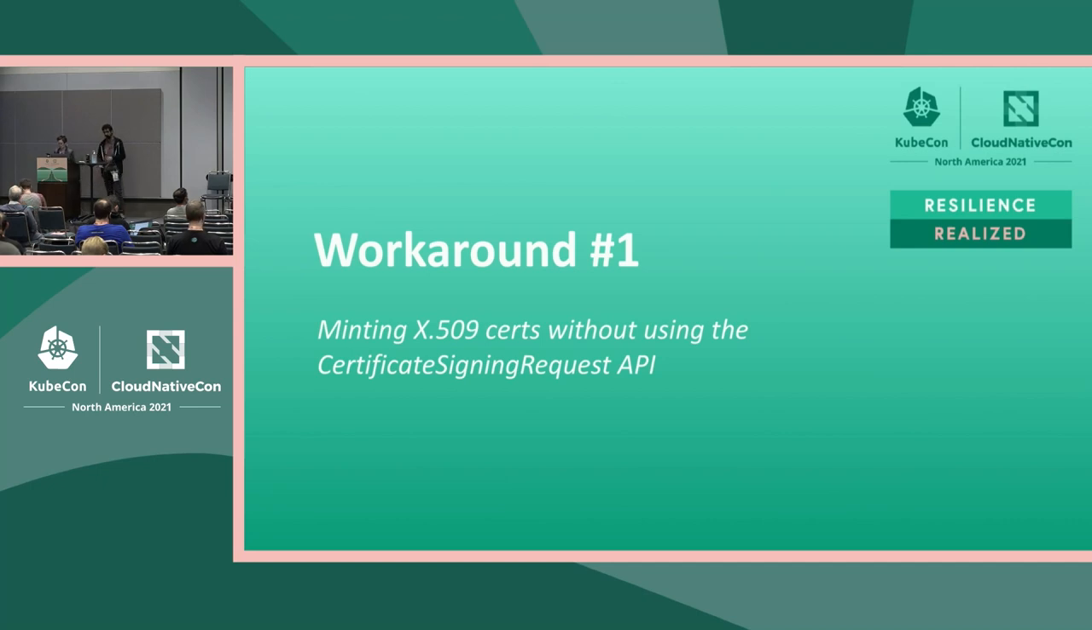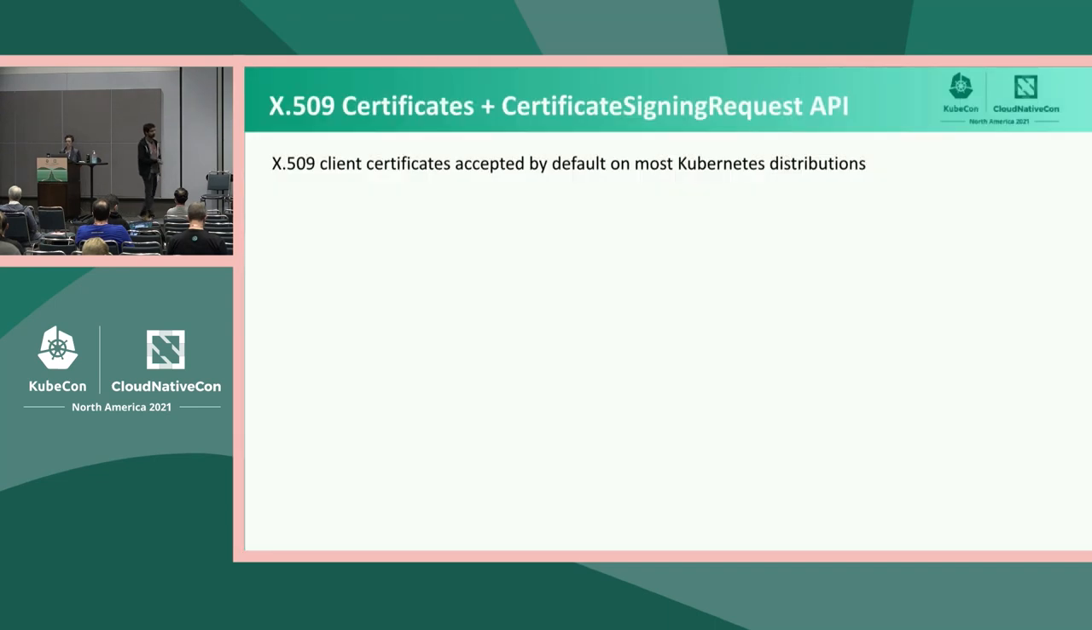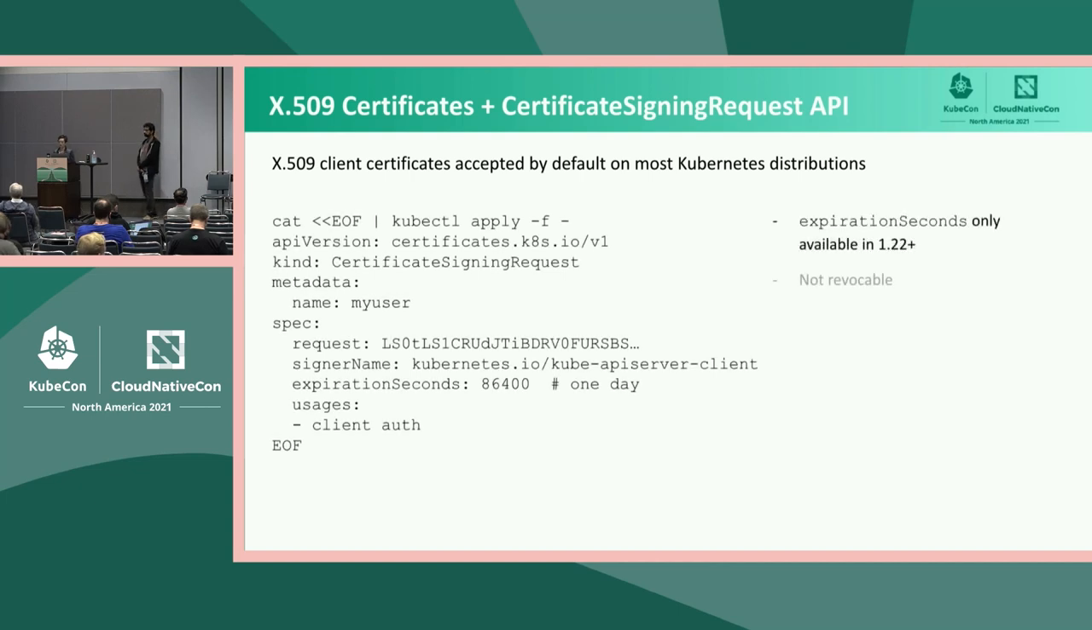So that takes us to workaround number one that we implemented. A little background: X509 client certificate auth is enabled on most Kubernetes distributions with the exception of EKS. There's an API for signing those client certificates called the certificate signing request. It's got a few problems though. A big one is that up until Kubernetes 1.22, when Mo added the expiration seconds configuration option, there was no way to configure the length of certificates, and the default lifetime was 1 year. And the certs aren't revocable.